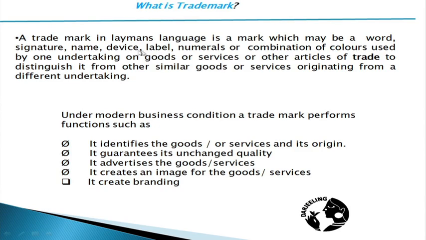Then device: a device like a hammer or any kind of thing can be used as a trademark. Numeral 555 is a good trademark. Combination of colors, just like petrol pumps: Reliance has different color combinations, then Bharat Petroleum, different color combinations. A single color may not qualify, but a color combination may be qualified as a mark. So, a mark includes word, letter, symbol, device, logos, all sorts of things.